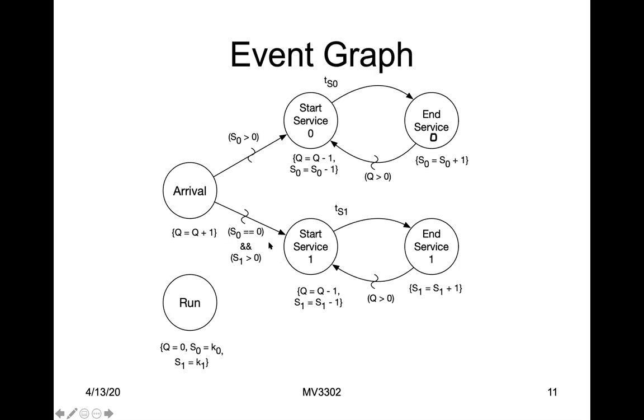Because without this first condition, S0 equals 0, an arrival that finds both type 0 and type 1 servers available will schedule both a start service on type 0 and a start service on type 1. Again, as far as the event graph is concerned, that may be what you want, but that does not accurately reflect what's going on in the system. Okay, so that's the key part here.